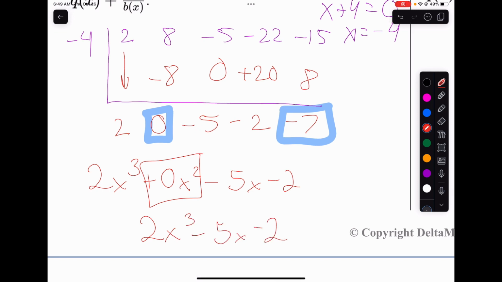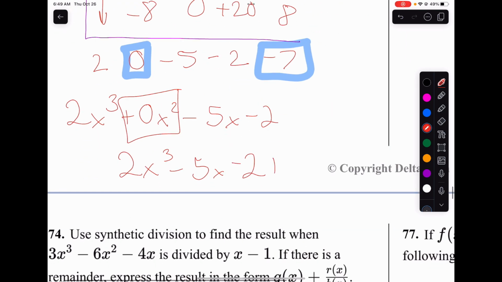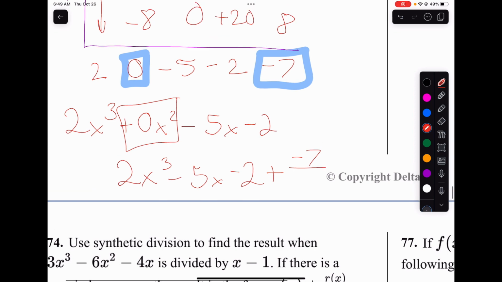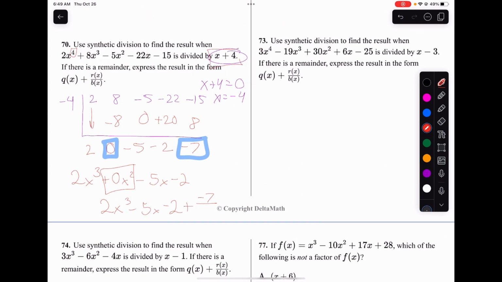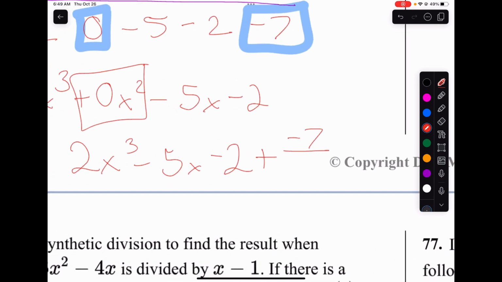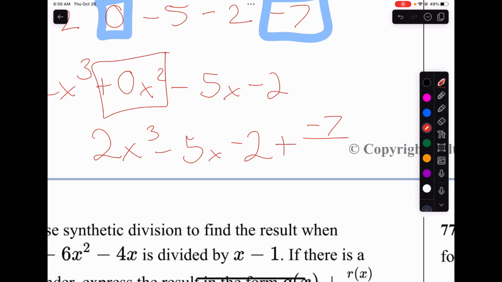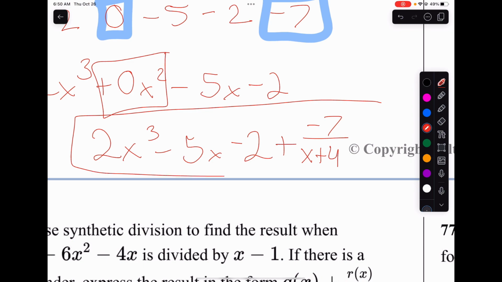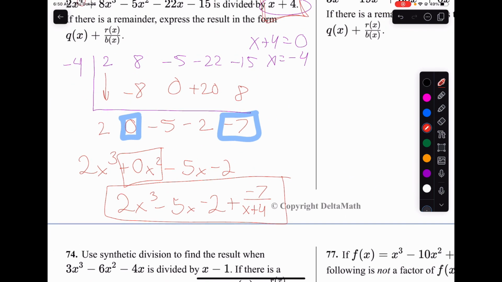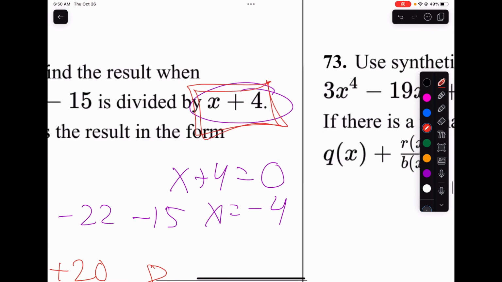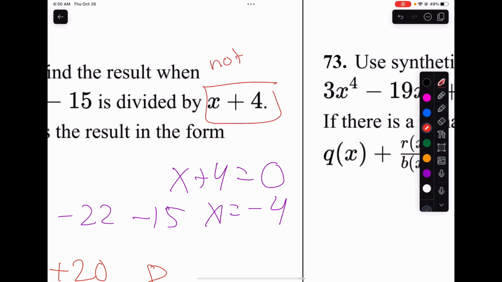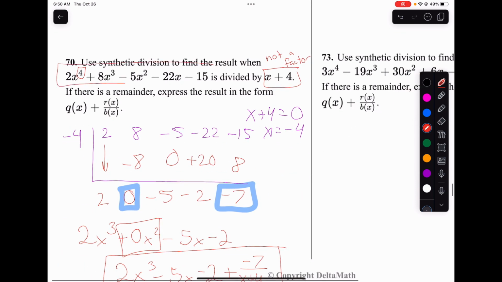Now, how do we write the remainder? What you're going to do is just do plus, and then you take your remainder, in this case it's -7, and you put it over what you divided by. So you're going to do -7 divided by x plus 4. And this is how you write your answer. Now, when you get a remainder, what that means is that this is not a factor of this polynomial here.